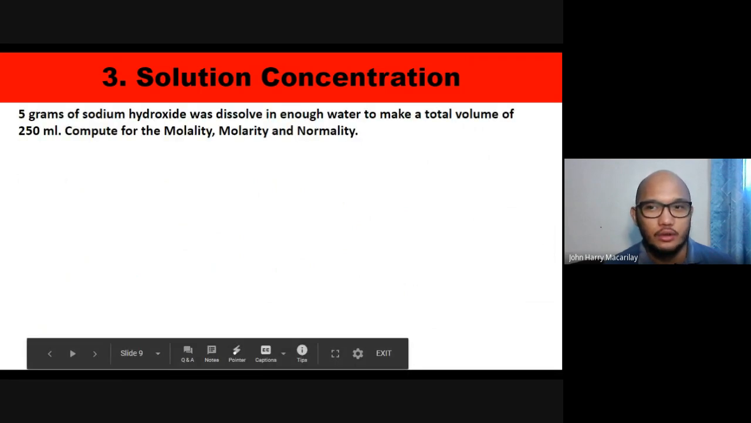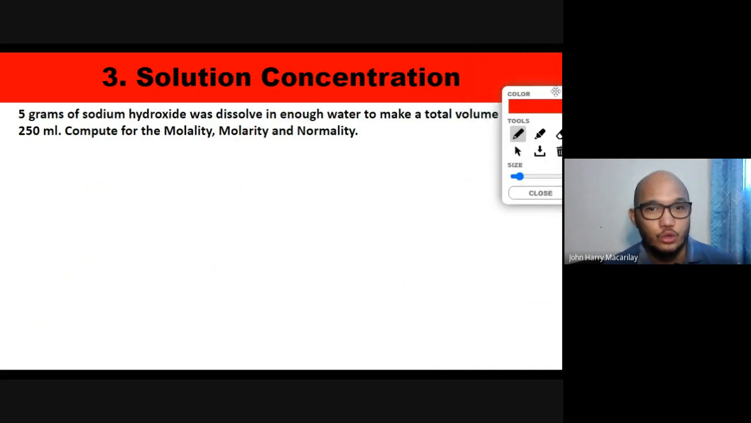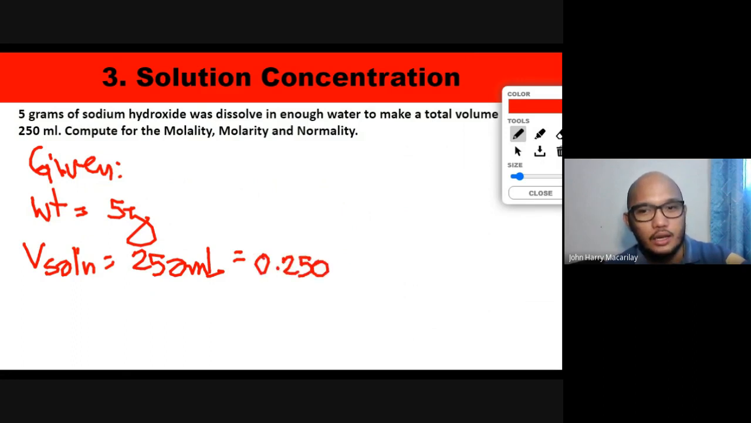So let's have this example. So 5 grams of sodium hydroxide was dissolved in enough water to make a total volume of 250 ml. Compute for molality. So what are our given here? We have the weight of the sample, which is 5 grams. Volume of the solution is 250 ml. So we can convert this to liters by dividing it with 1 liter per 1,000 milliliters. It's equivalent to 0.250 liters.